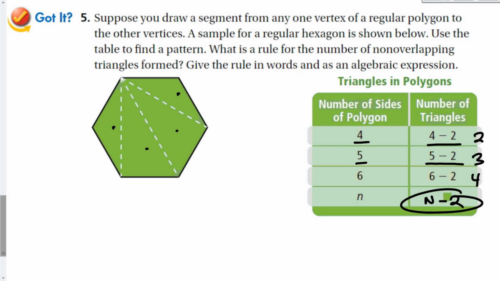Okay. That brings us to the end of 1-1 variables and expressions.